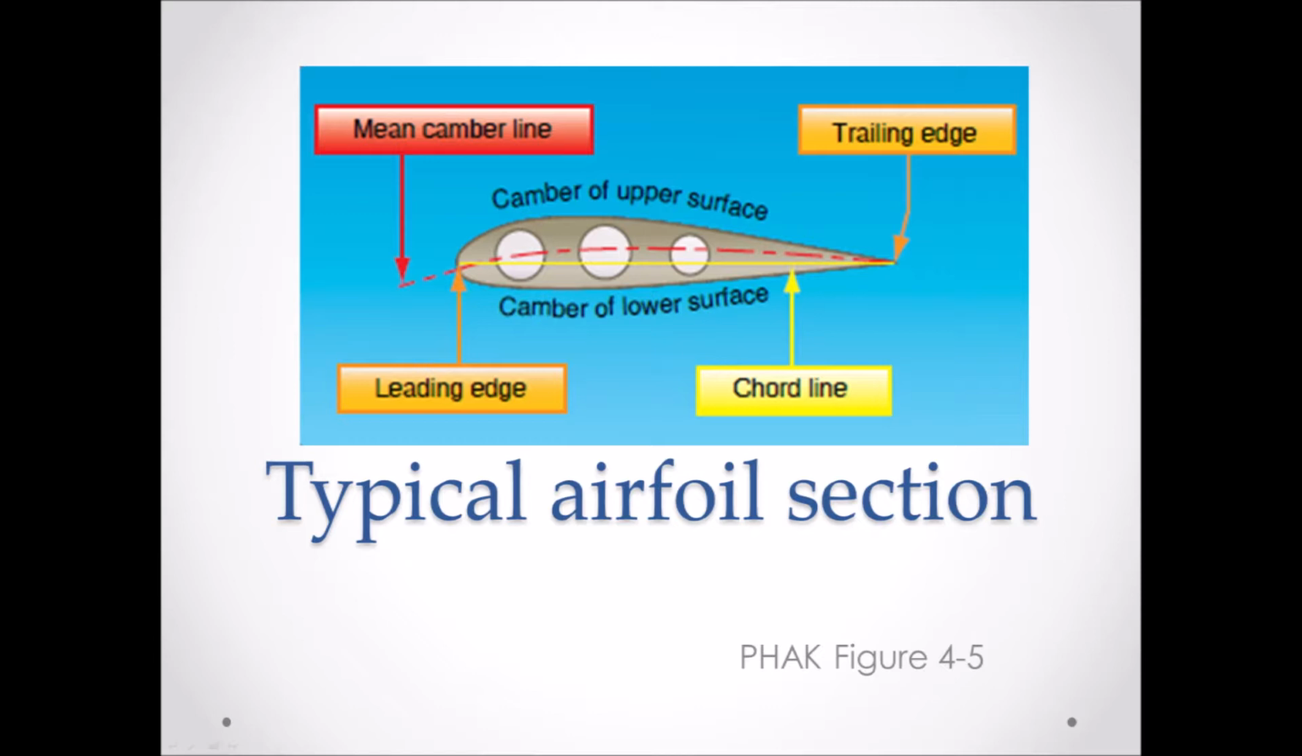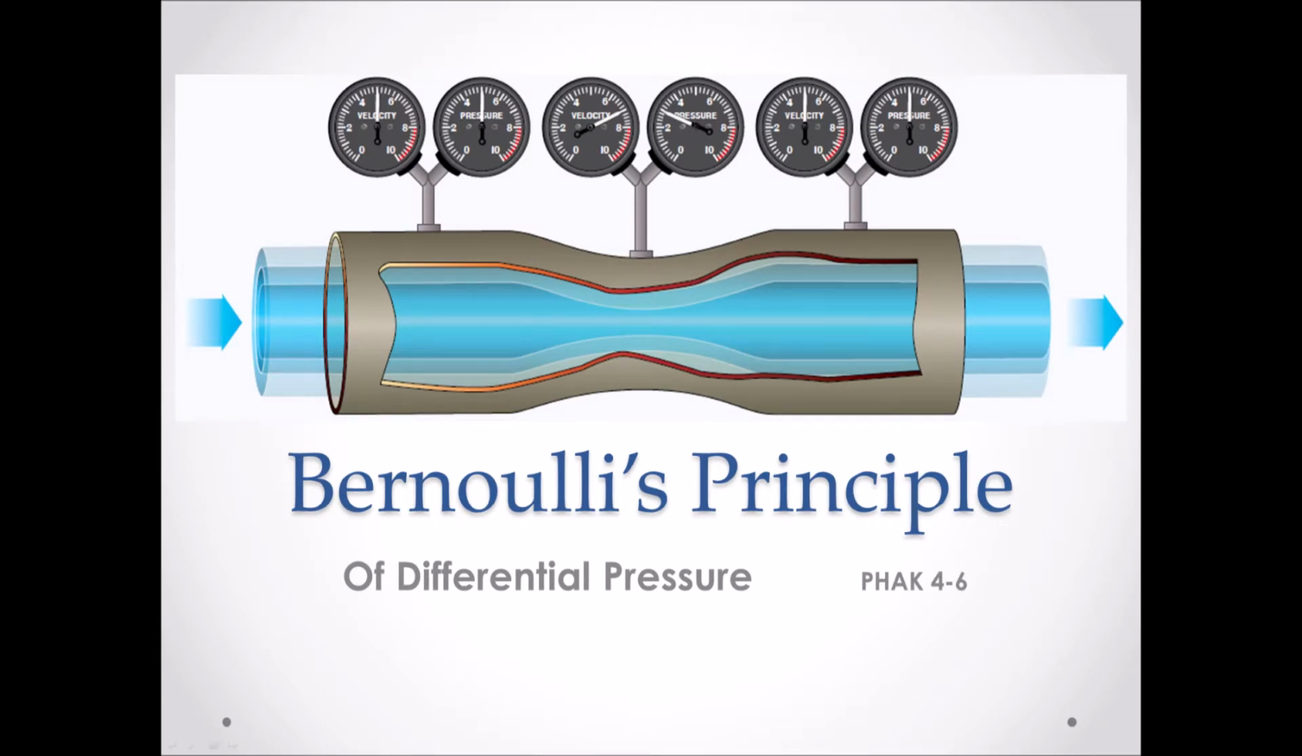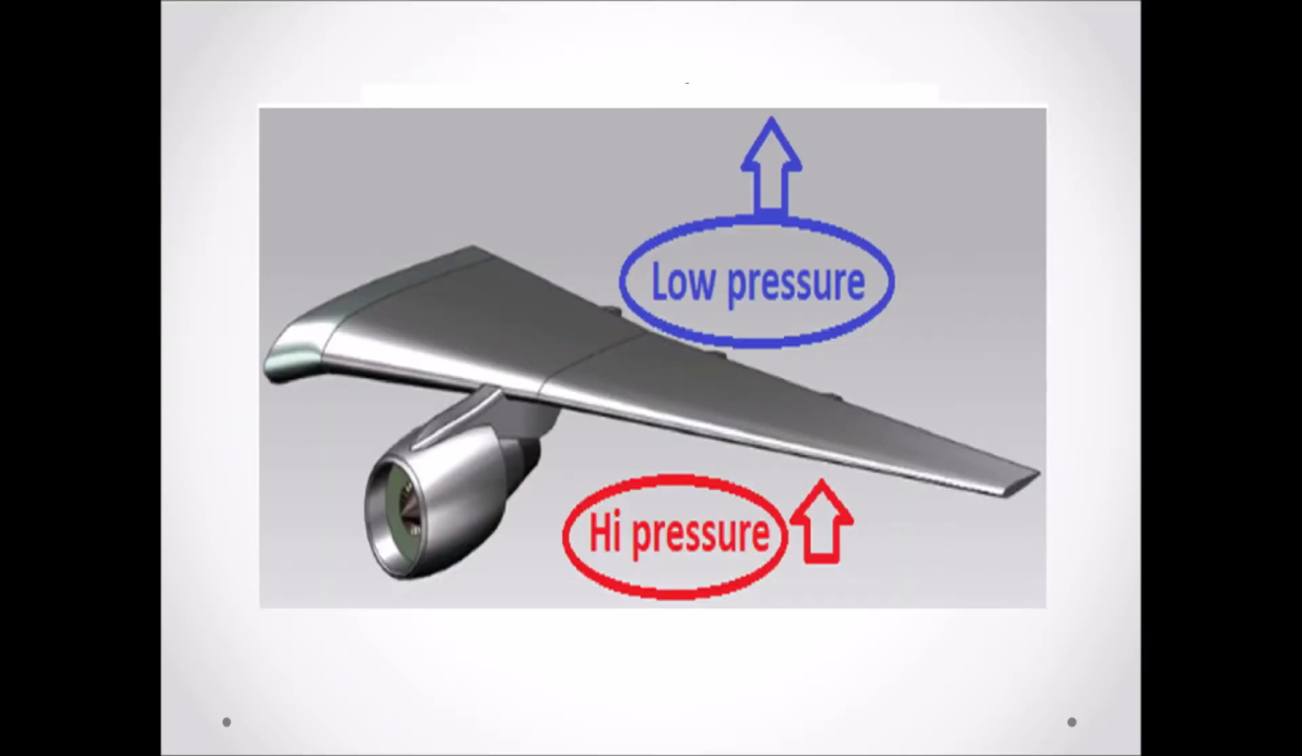The top of the wing we will call camber of the upper surface, and the bottom the camber of the lower surface. The imaginary line that divides the cambers in equal areas is called the mean camber line. This airfoil looks very much like half of a venturi. The air that flows on top of the surface travels faster than the air that flows over the bottom surface. And that is what creates the low pressure on top and the high pressure on the bottom. The way the air is impacting the wing is called relative wind.